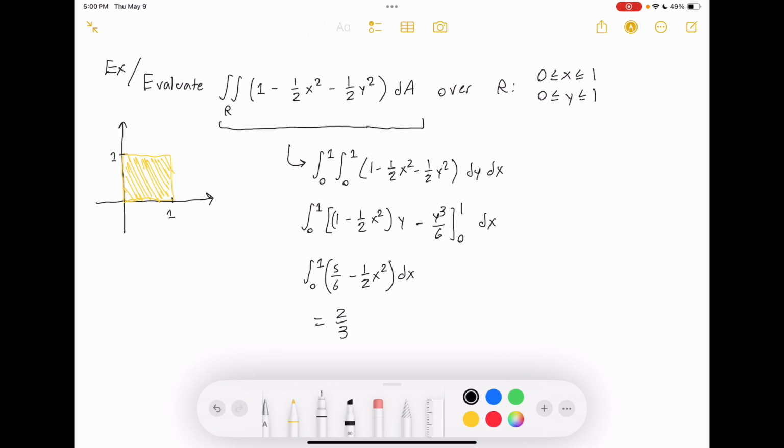Nice. Let's do one more example. I think that would be a good idea. Let's find volume.